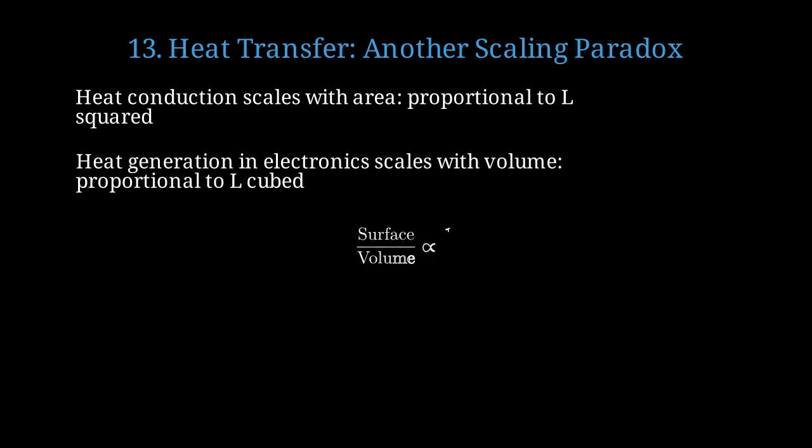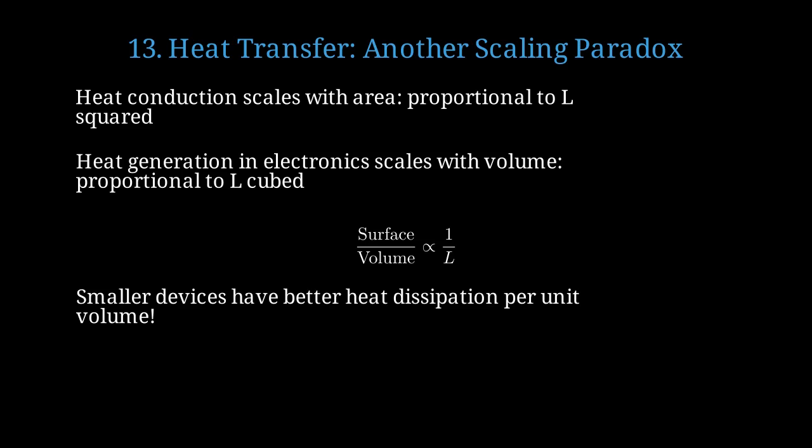The ratio of cooling surface to heat generating volume is proportional to 1 over L. This shows that smaller devices have better heat dissipation per unit volume.